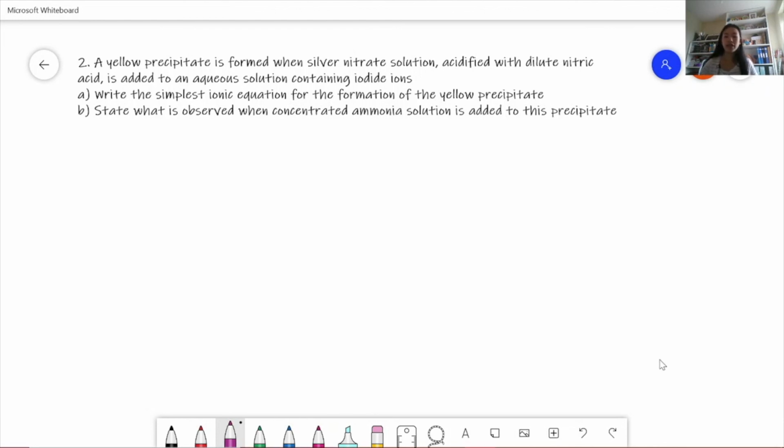So what we're doing is we're forming silver iodide. And so we have silver ions in solution, and we also have iodide ions in solution. And so what this forms is silver iodide, which is a precipitate, so it's a solid. And then for B, state what is observed when concentrated ammonia solution is added to this precipitate.